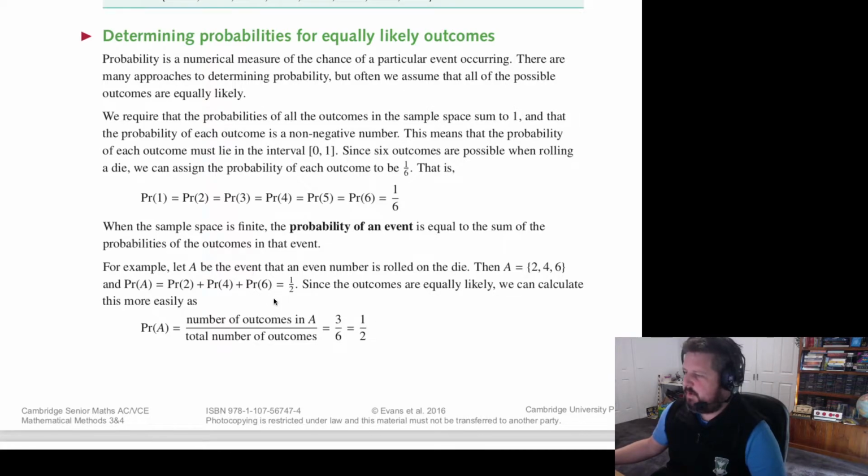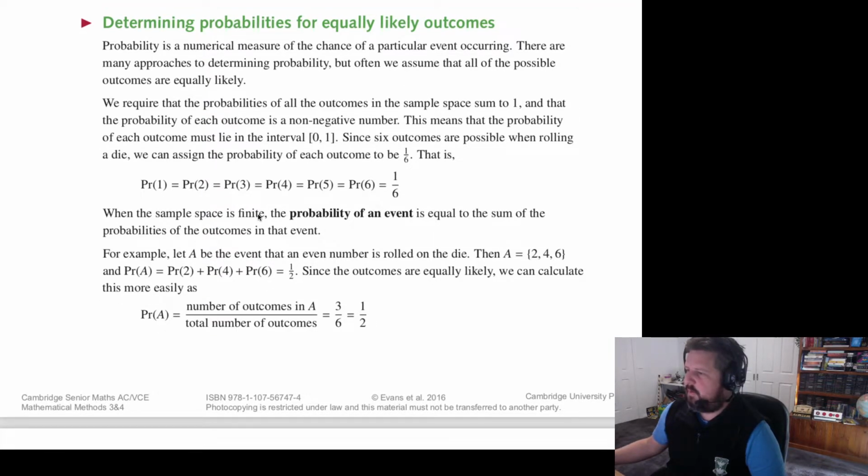Please remember as well, when the sample space is finite, the probability of an event is equal to the sum of the probabilities of the outcomes in that event. It says here, let A be the event that an even number is rolled on the die. So we've listed that there. And so therefore the probability of A is equal to the probability of getting a 2 plus the probability of getting a 4 plus the probability of getting a 6. And obviously that in this particular case is equal to 1/2. Again, it's probably easier to calculate it just using the total number of outcomes in A divided by the total number of outcomes, and that can be simplified down.